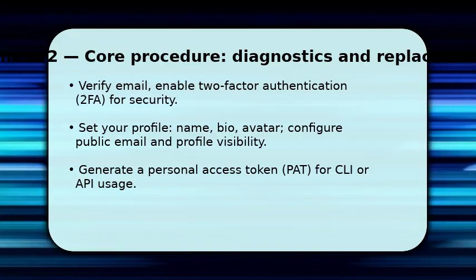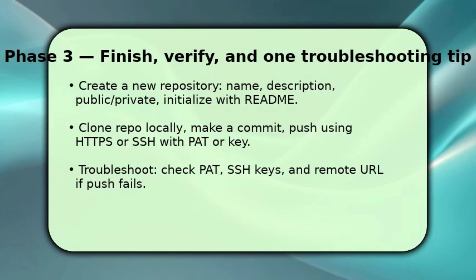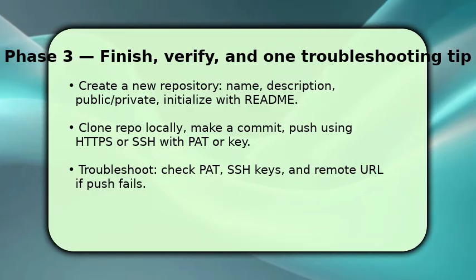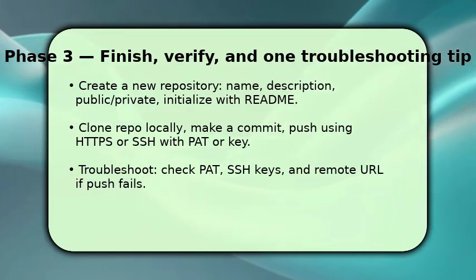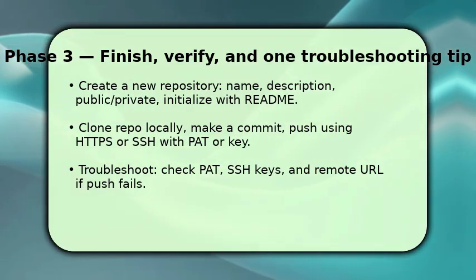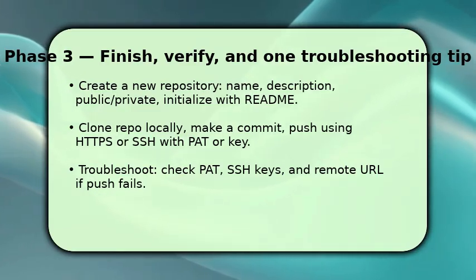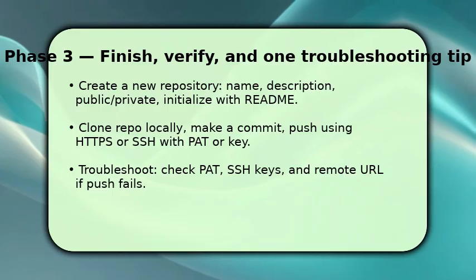You finish by creating and syncing a repository. Click New Repository, name it, set private or public, and initialize with a README so the project exists immediately. Clone it locally, add a file, git add, git commit, and git push. Use your PAT for HTTPS or your SSH key if you added one.